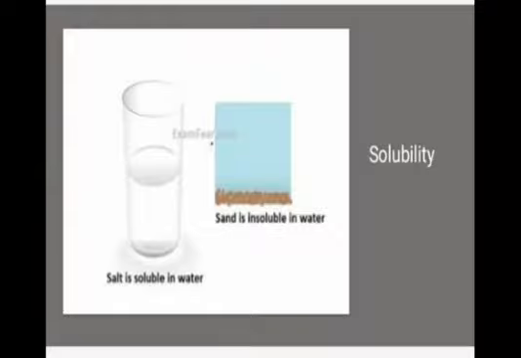Moving on to the next property, that is solubility. Now tell me, have you ever made lemonade at home? To make lemonade, we take a glass of water, we add sugar, salt and lemon juice to it. When we stir it with a spoon, the sugar or salt which is added to that juice gets dissolved in water. Now, the substances which disappear or dissolve completely in water are called soluble substances, as is clearly seen in the first image.